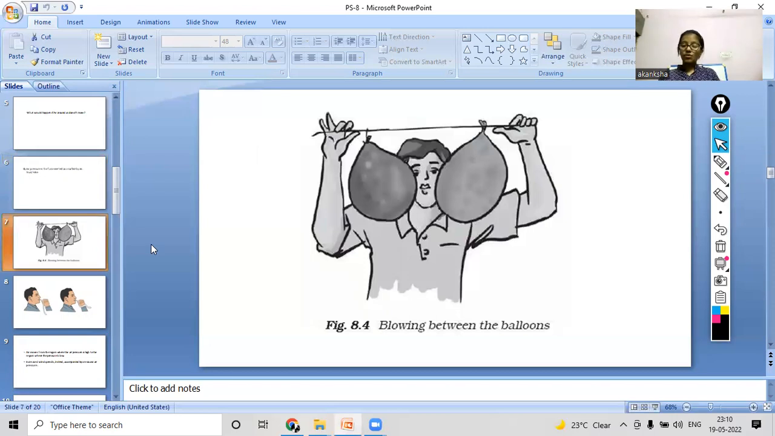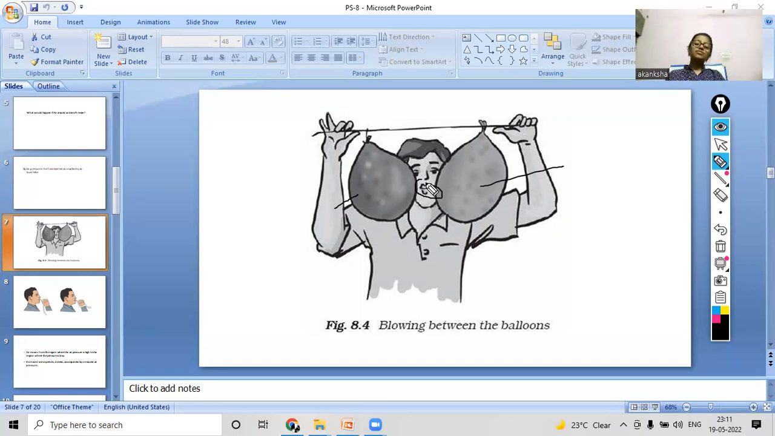Okay. So coming to the next activity, a boy is holding balloons, right? These two balloons, as you can see. And what he's doing is blowing air between both of these balloons. And what is happening is these balloons move apart from each other if air is blown into it.